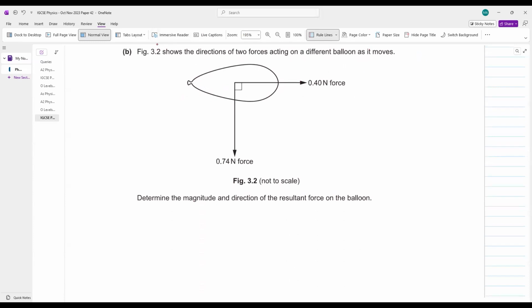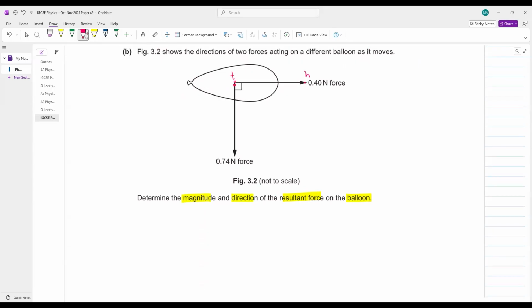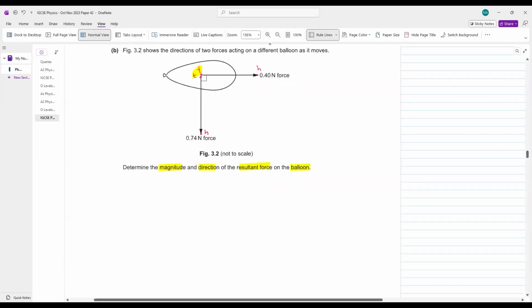Figure 3.2 shows the direction of two forces acting on a different balloon as it moves. Determine the magnitude and direction of the resultant force on the balloon. How will we do that? Can you realize this is the head of the vector? This is the tail of the vector. This 0.74 Newton is the tail of the vector. This is the head of the vector. If you realize both the tails are connected together, the head to tail rule cannot be applied. What will we do? Head to tail rule cannot be applied.